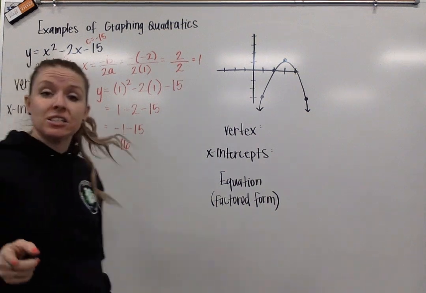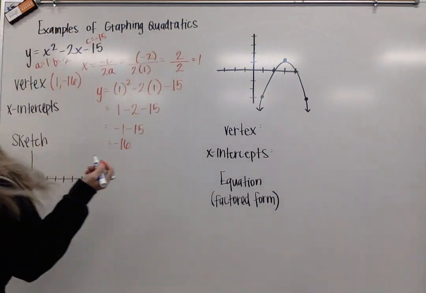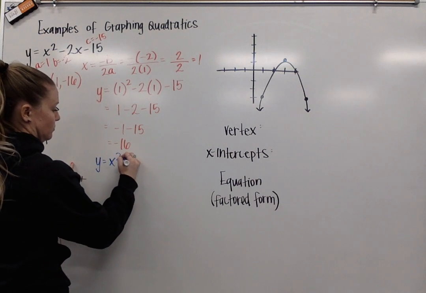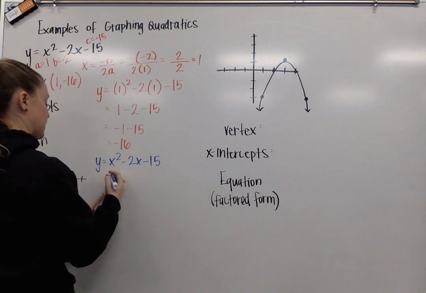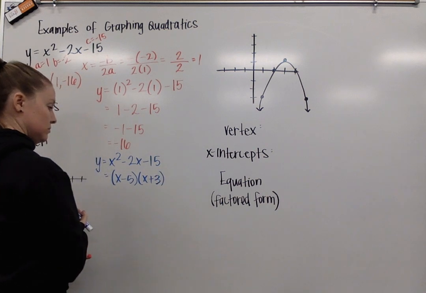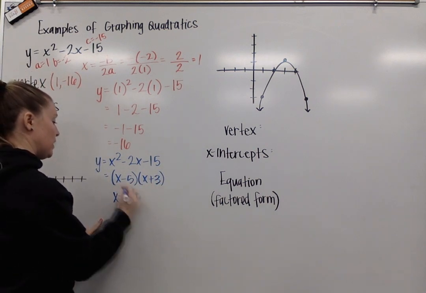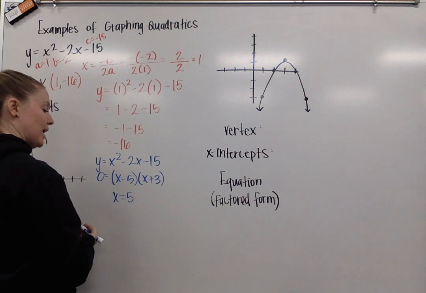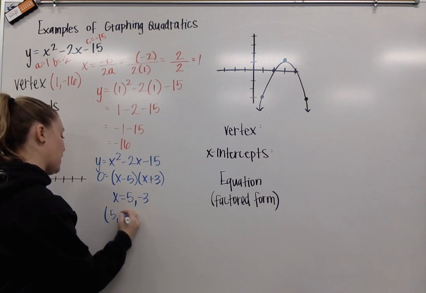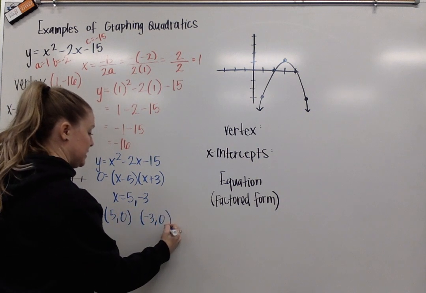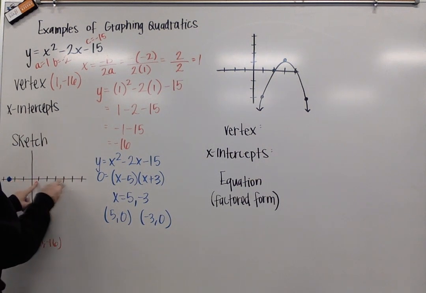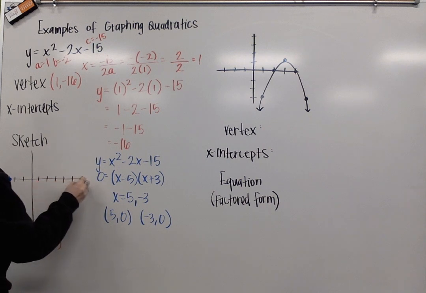To find my x-intercepts, I'm going to factor. So factors of negative 15 that add up to negative 2. That is going to factor to x minus 5 and x plus 3. From my factors, we know our equation is going to equal 0 when x equals 5 and x equals negative 3. So those x-intercepts are 5, 0, and negative 3, 0. So negative 3, 0 is here, and 5, 0 is here.